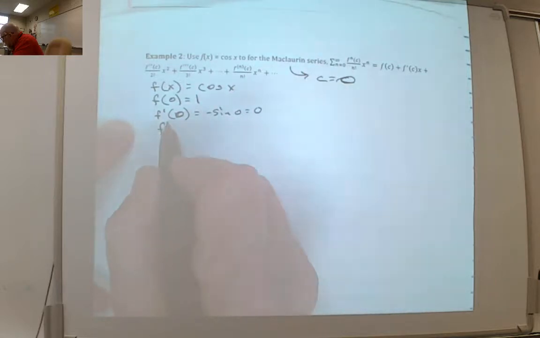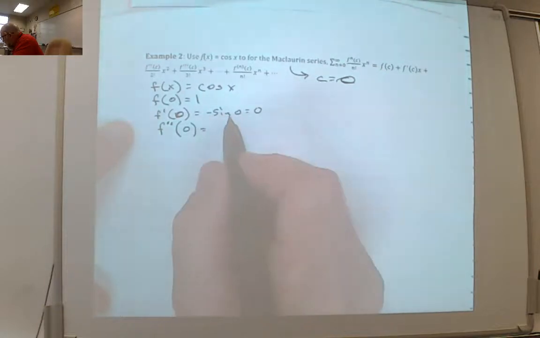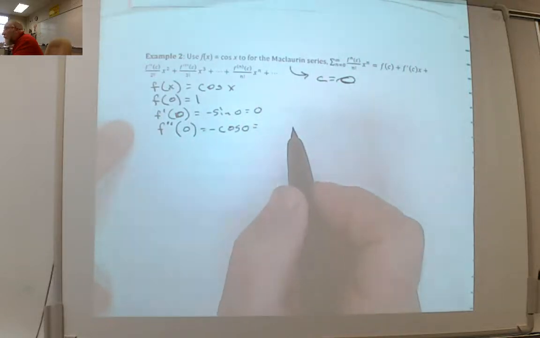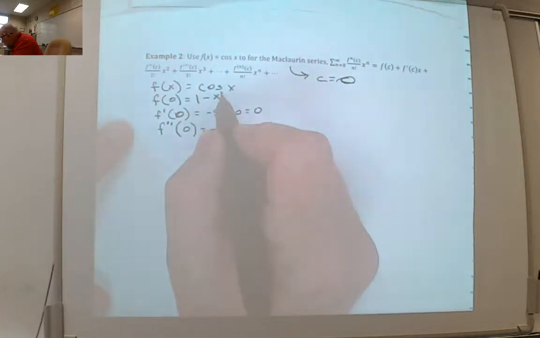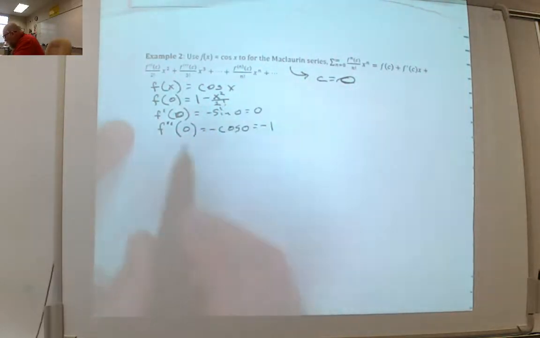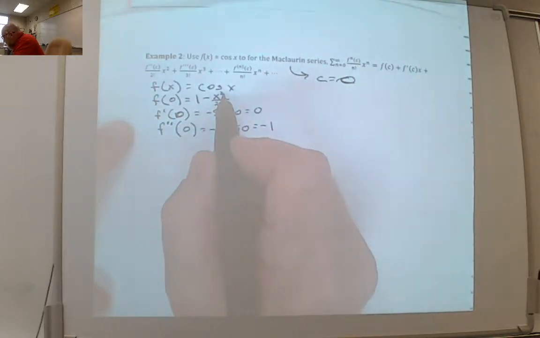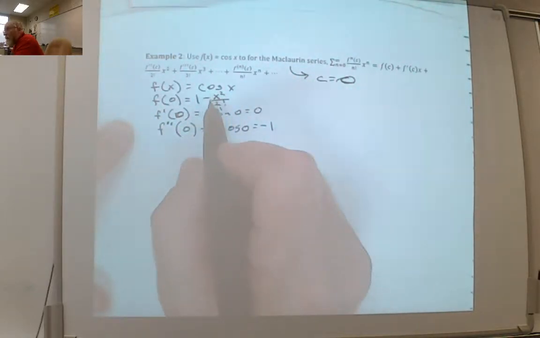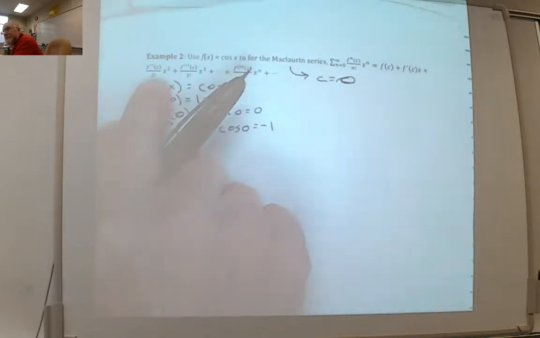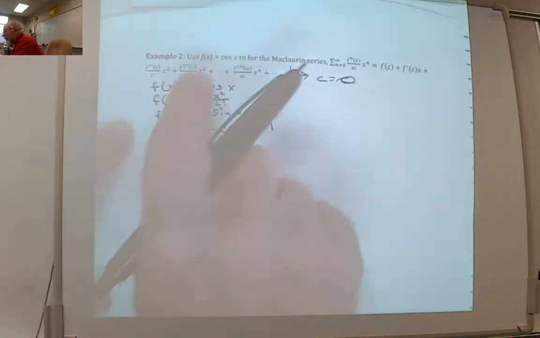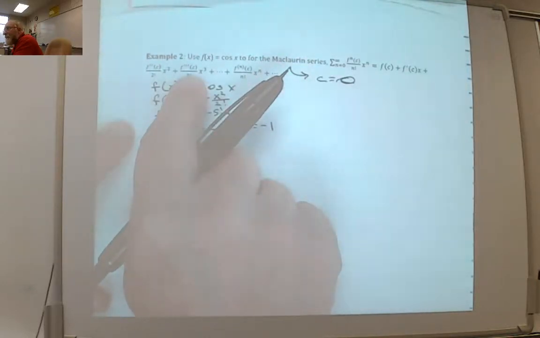So now I'm at the second derivative. The derivative of negative sine is negative cosine, and negative cosine of 0 is equal to negative 1. So I'm going to have a minus x squared over 2 factorial, because it's the second derivative, exponent of 2, 2 factorial, minus 1 out front. Are we okay with that? It's this part right here. What do you think is going to happen to this one? It's going to be 0.